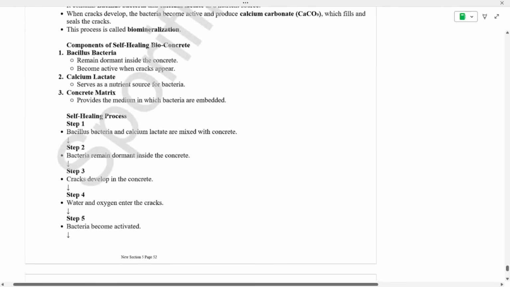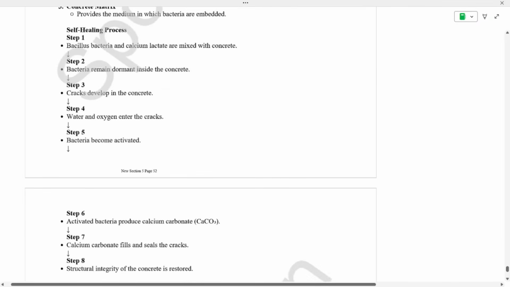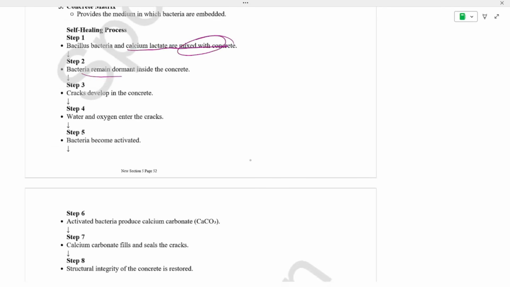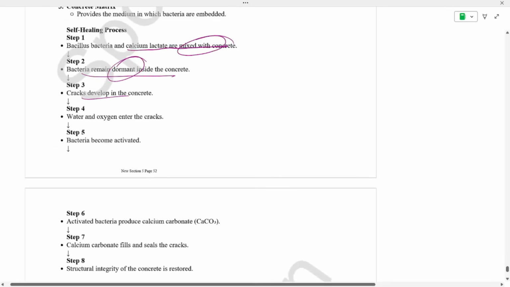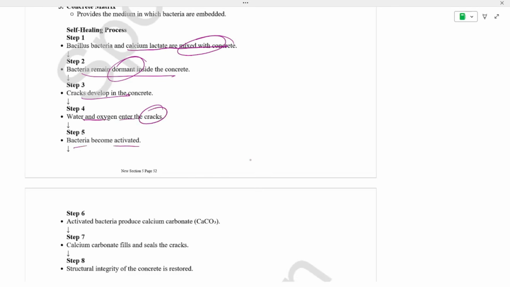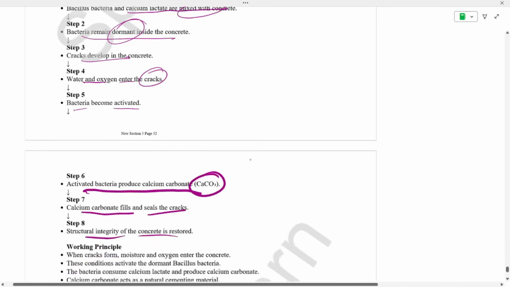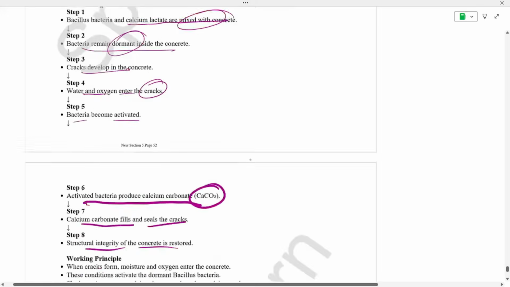And next we will see self-healing concrete, which uses Bacillus bacteria. You can see there are 8 steps. Bacillus bacteria and calcium lactate are mixed with concrete. Then they will be dormant inside the concrete until a crack develops. Water and oxygen enter the crack. The bacteria become activated. Now the bacteria produce calcium carbonate, CaCO3, which fills the cracks, and the concrete is restored. This is the process for self-healing concrete.